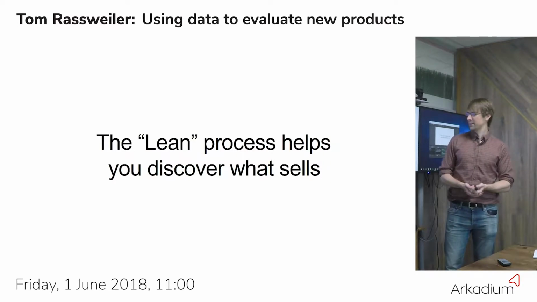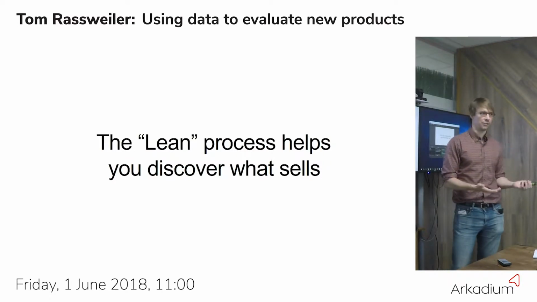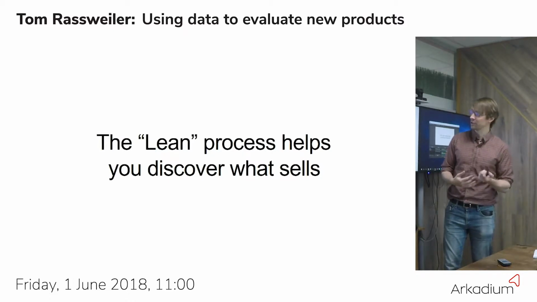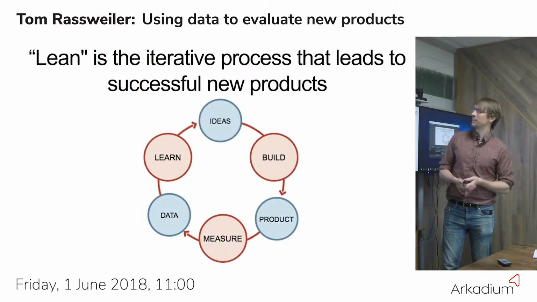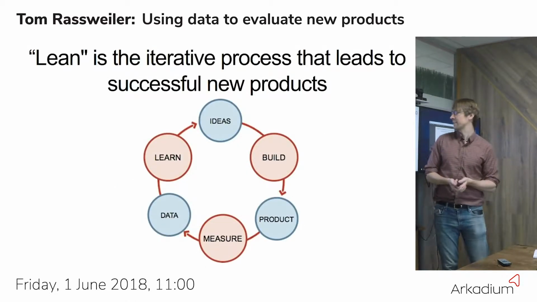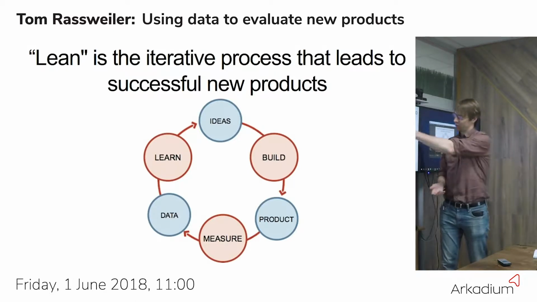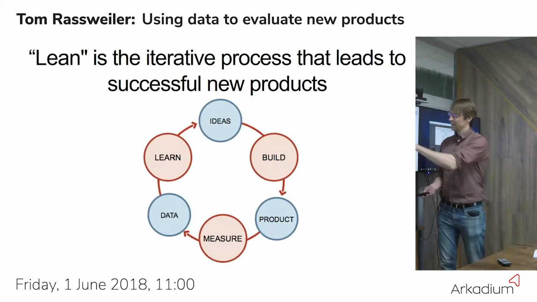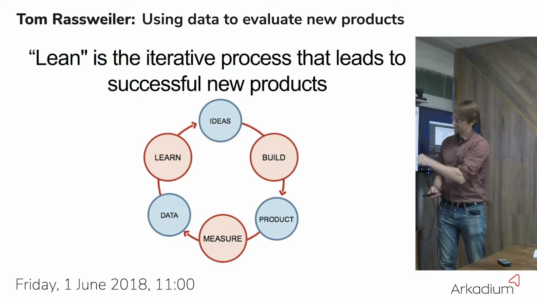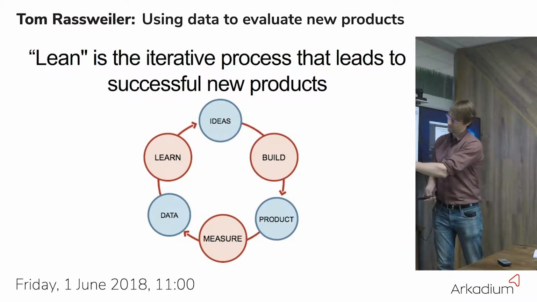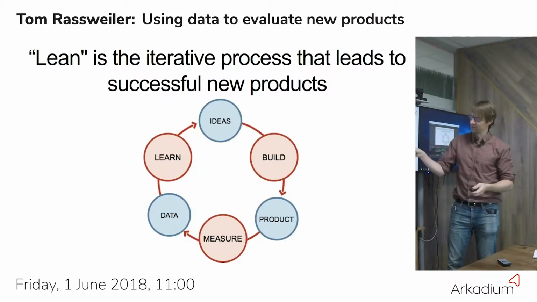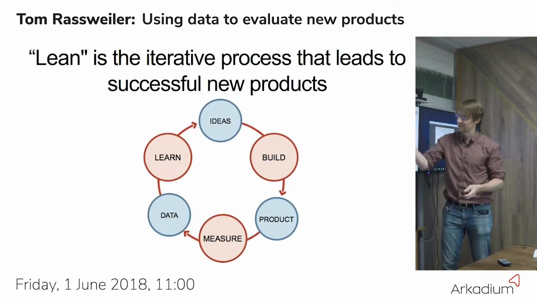So this lean process is what helps you discover what sells. It helps you discover what people want. When you're doing any new product development, you have to recognize that you don't actually know what you're building until you build it. So lean is this iterative process that leads to successful new products. Generally it is drawn in some sort of cycle like this. You have an idea, you build something, you release something, you measure, you get some data back, you learn, and then that gives you new ideas, you build something new, you keep releasing and improving.